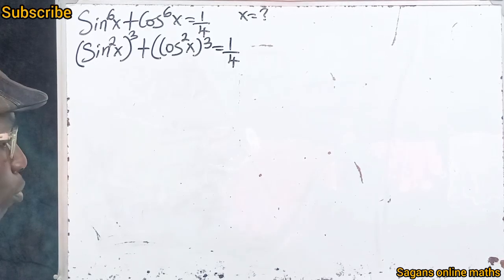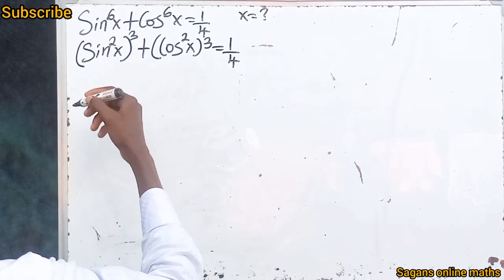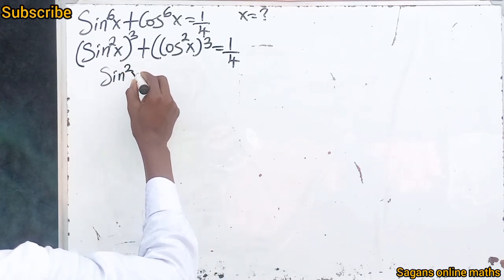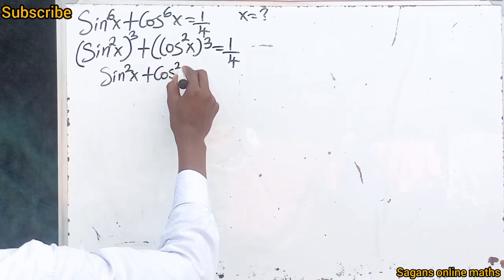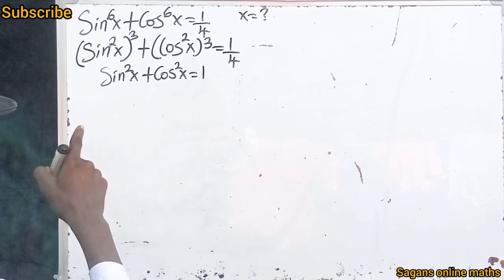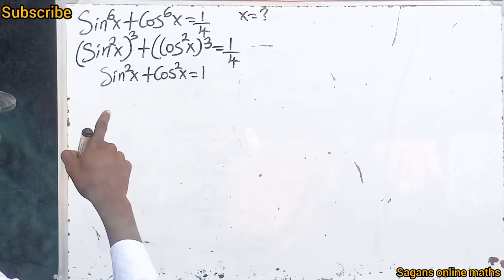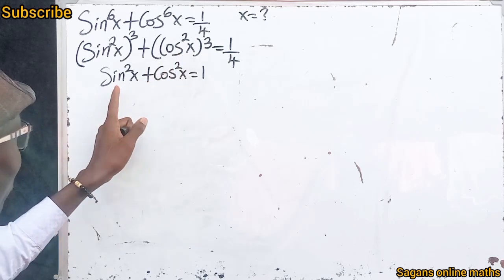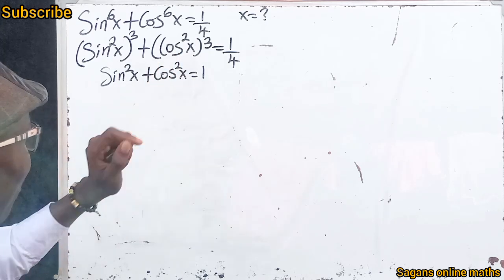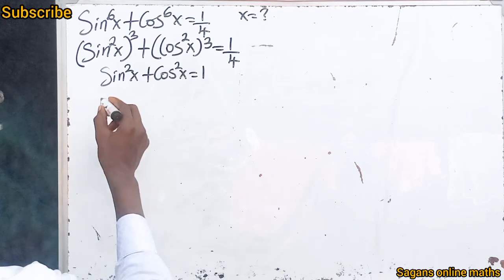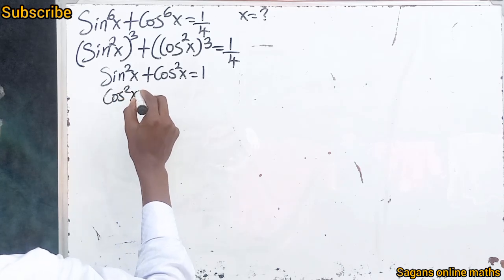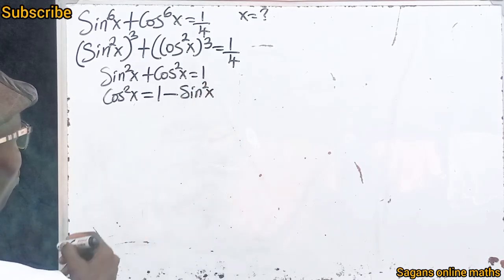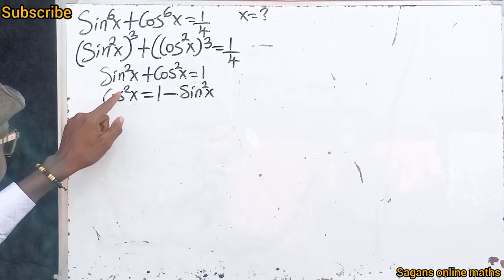Let's obey the Pythagorean properties, right? By using the trig identity, we know that sine square x plus cos square x is equal to 1. This is very important, don't forget. By applying the Pythagorean theory. Now, you can see that we're having sine square x here, we're having cos square x. You can either make this the subject or this the subject. But let me make cos square x the subject. That means cos square x will be equal to 1 minus sine square x, by subtracting sine square x from both sides.